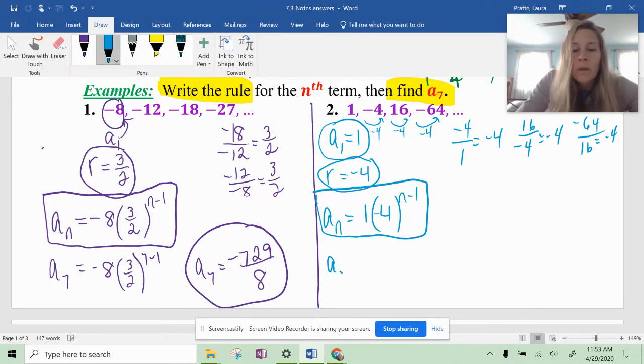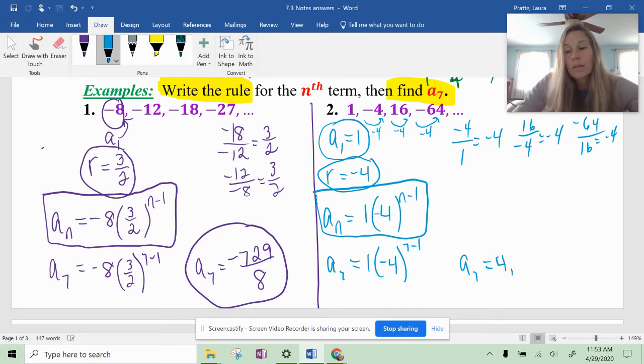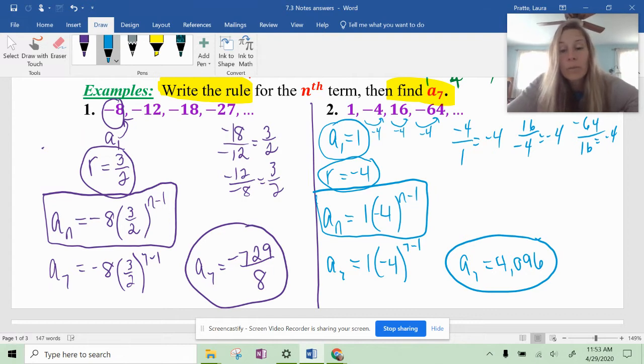Now we're going to use the formula to find A sub 7. So all we're doing is plugging in the 7 for the n, and then you're using your order of operations to work it out. So negative 4 to the 6th power, which is 4,096. And then you would multiply it by the A sub 1, but that's just a 1, so it's not going to change anything. So our A sub 7, or our 7th number in the sequence, would be 4,096.